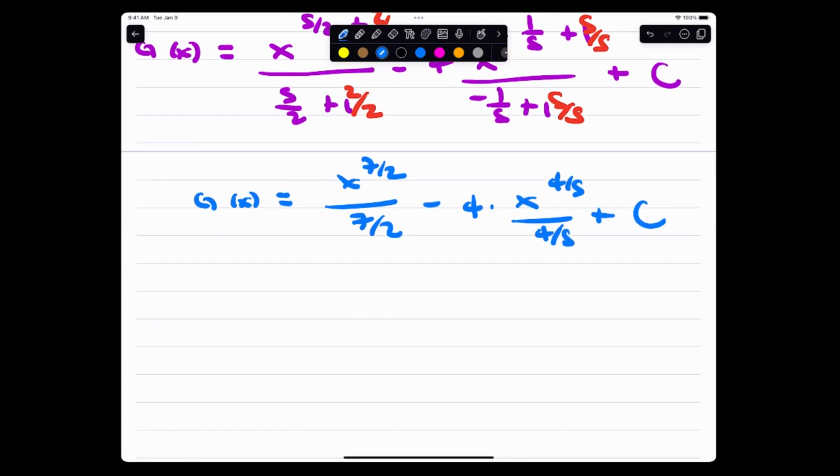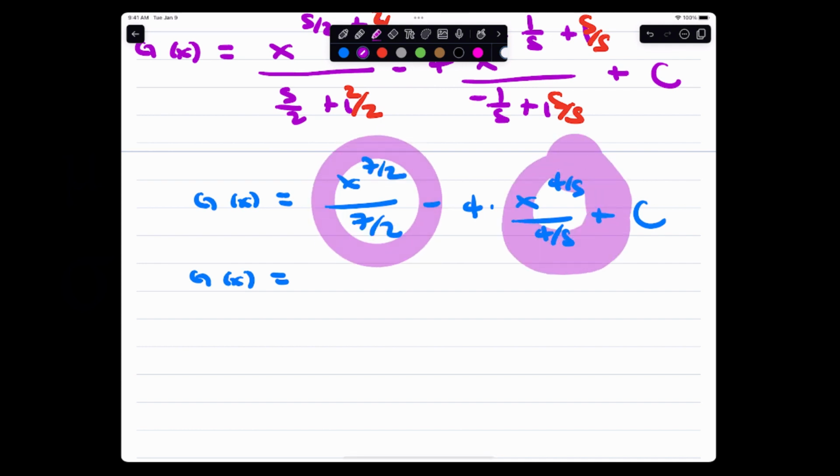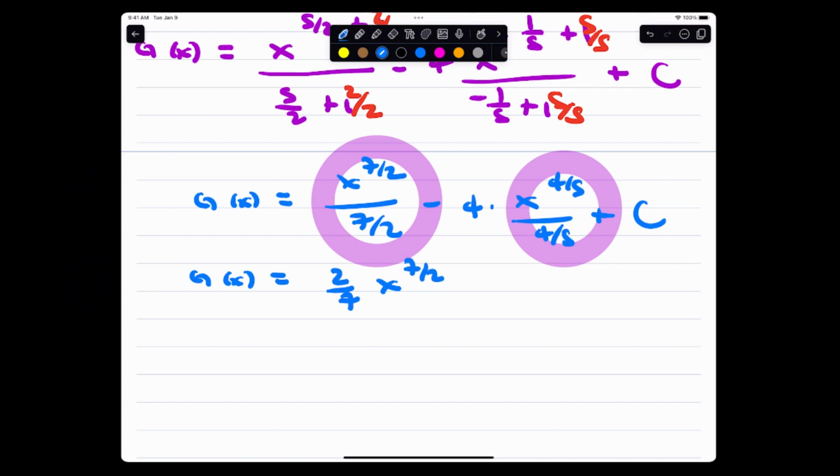And then what's your final answer, ladies and gentlemen? What kind of arithmetic do you do here? Do you remember? What's your arithmetic here and here? Isn't that going to be 2/7 x to the 7/2 minus 4 times 5/4 x to the 4/5 plus c.